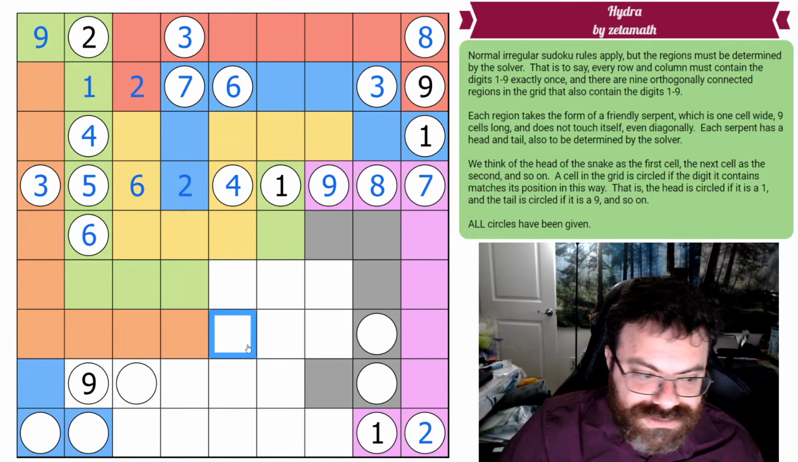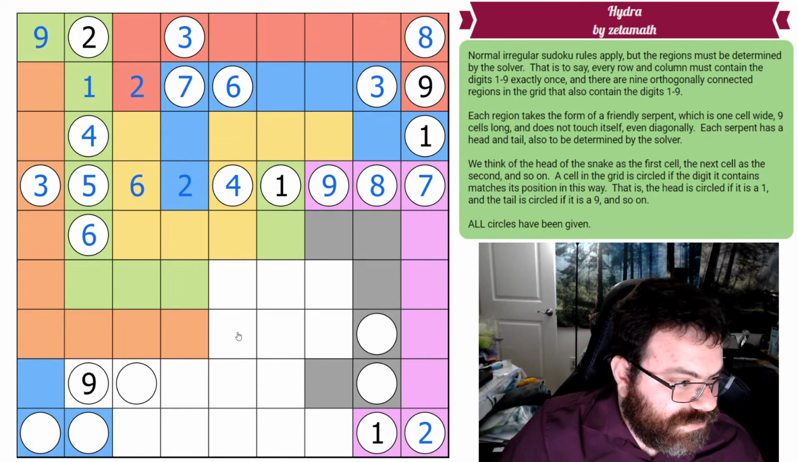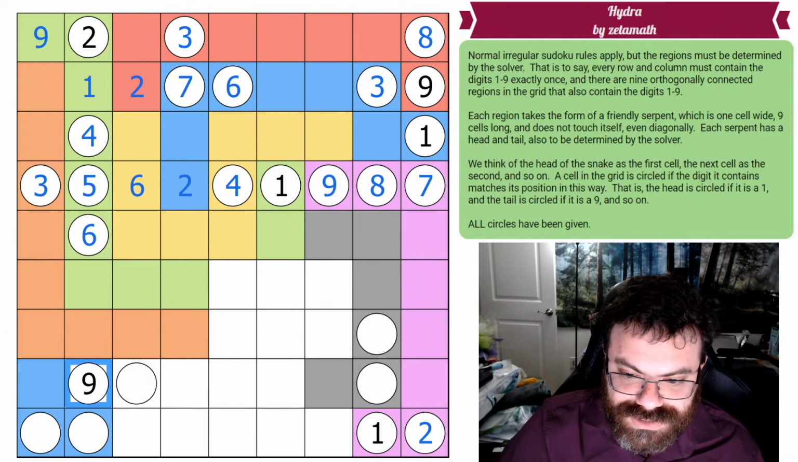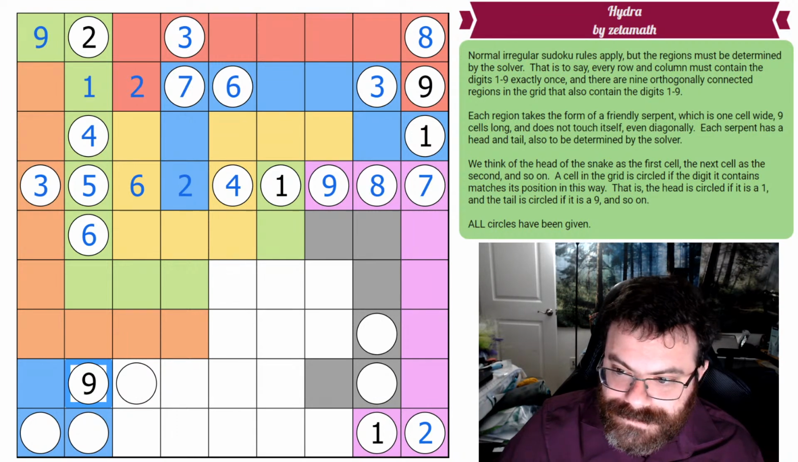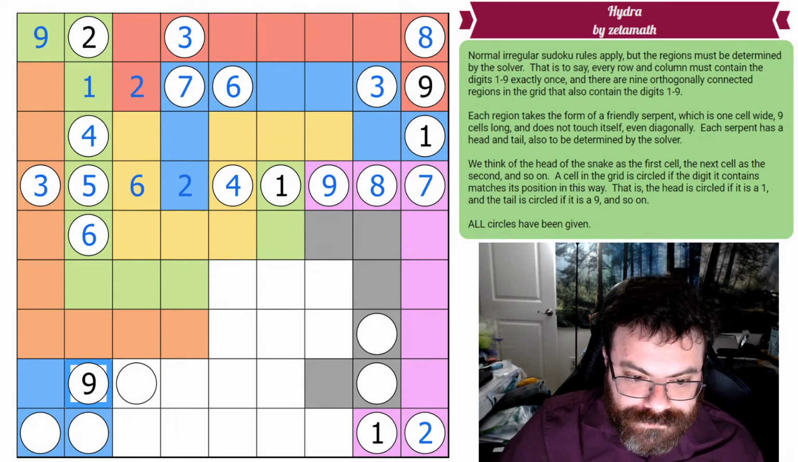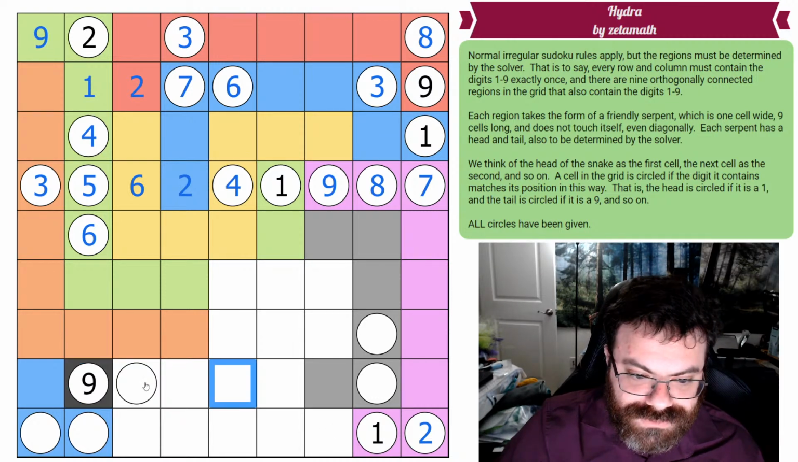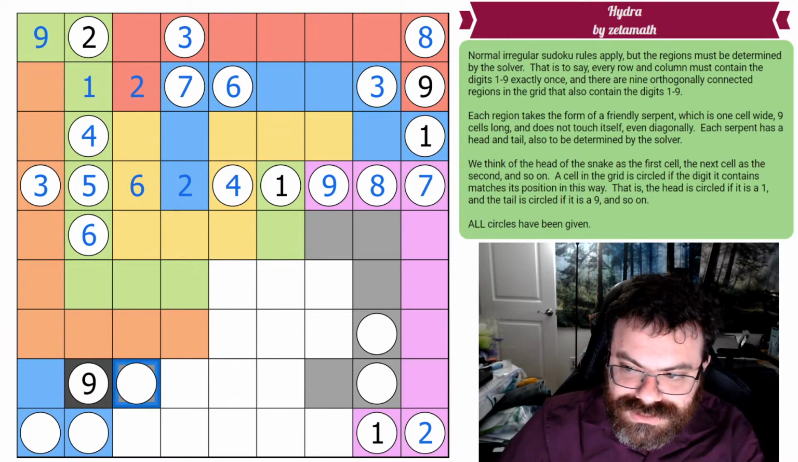Orange comes here and is done. That means blue does end here. That means this is the end of another snake that we don't have yet. What's a nice contrasty color here? Maybe red? No, we don't like red by orange. Purple? I don't want it to... Alright, we'll use black. So this is an 8.